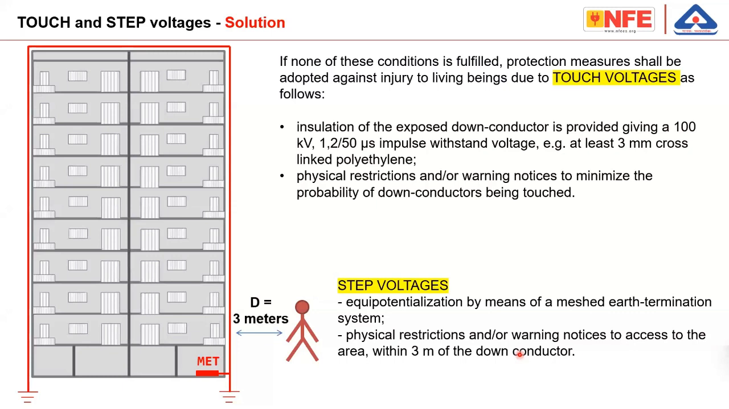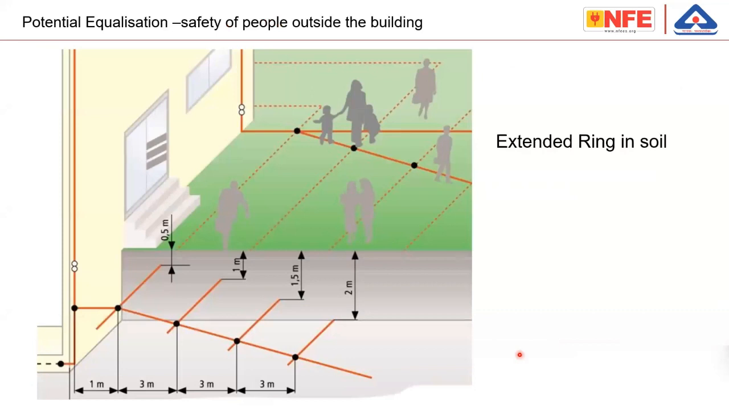Now, how to make the meshed earth termination system? This picture you can find in the National Building Code of India. So here the dotted line shows a ring conductor, let's say for example, which is 1 meter away from the building and half meter below soil, all around the building as a type B ring earthing.